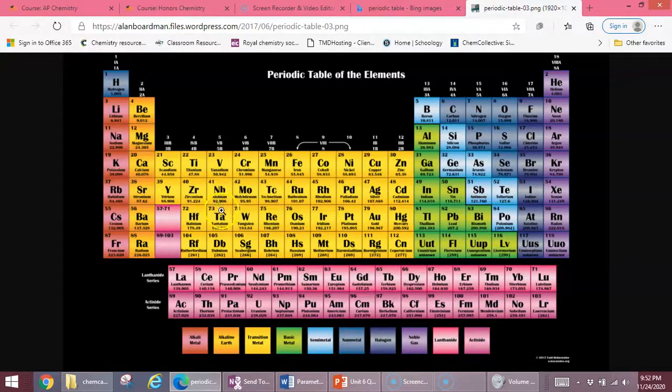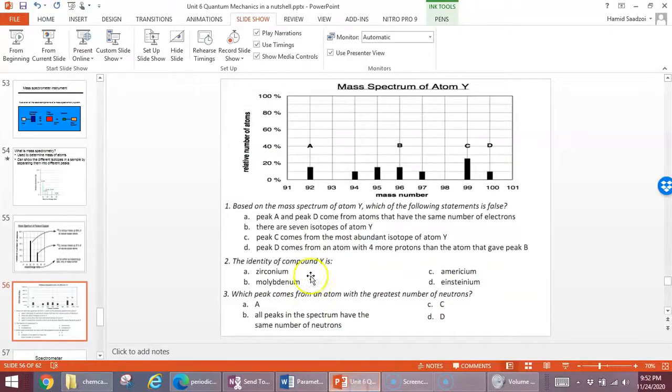Niobium is 92.906. It's going to be between 92 and 97, but it's not going to be that close to 92. So the one that makes the most sense looks like molybdenum, because molybdenum, if you look in the periodic table, is somewhere between 92 and 97. The reason I guessed it is that the majority of the mass is coming from these 1, 2, 3, 4, 5 substances. And which peak comes from an atom with the greatest number of neutrons? The one that's the biggest mass, so it's D. So that's how you would figure that out.